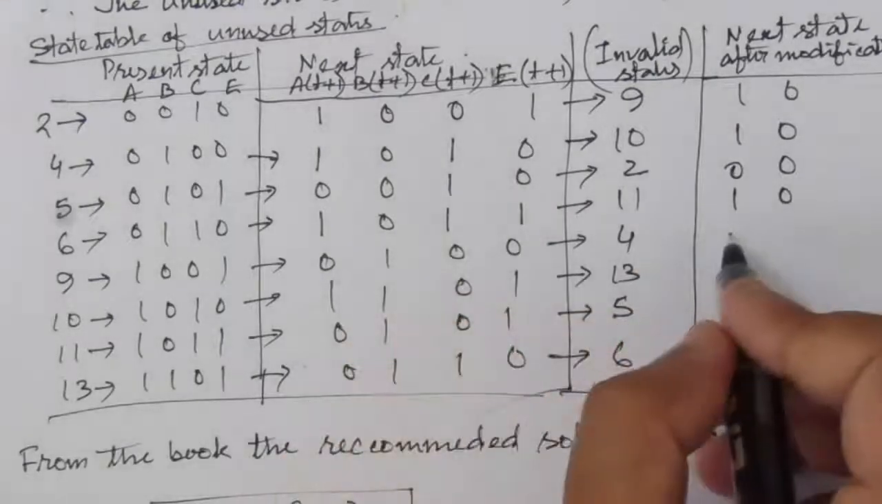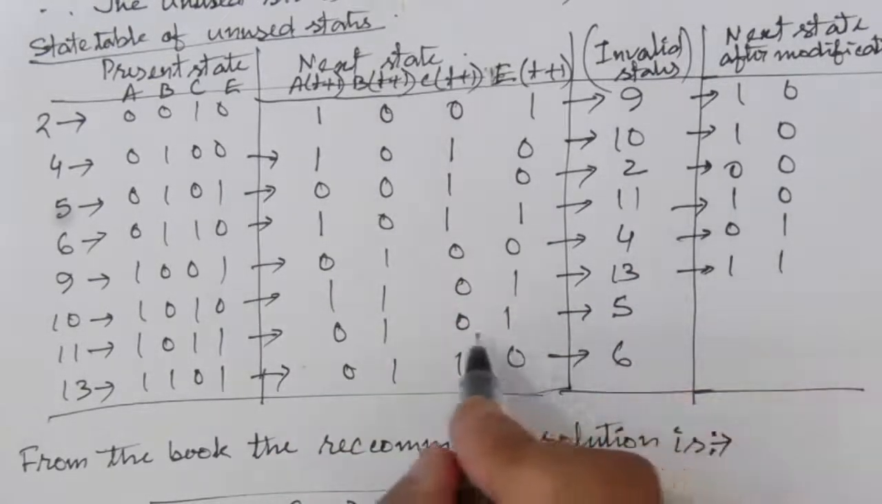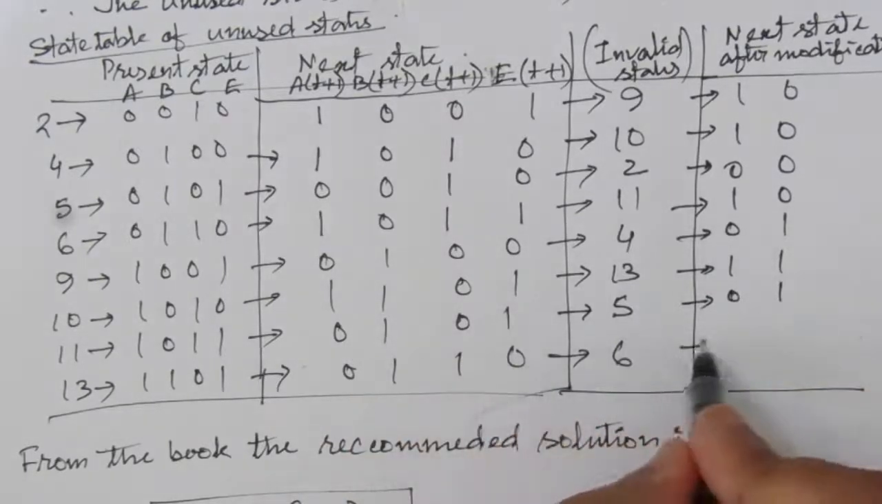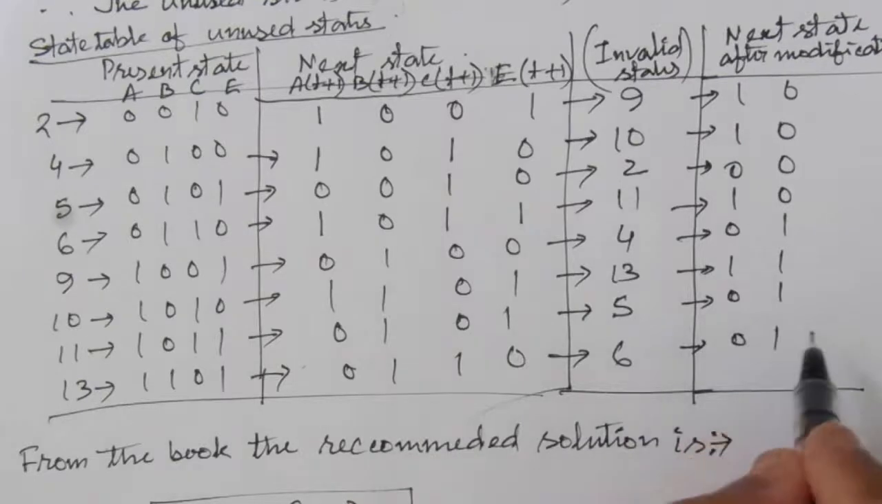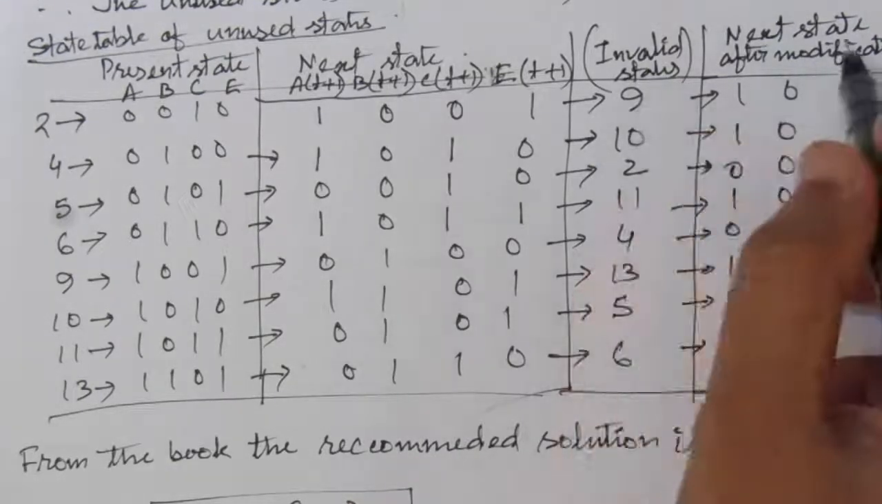Now this one is again 0, 1. So this is 1 and 1. So here we'll have 0, 1. Then we have here 0, 1, 0, 1. Now we have to see this third next state, that is C of T plus 1 after modification.